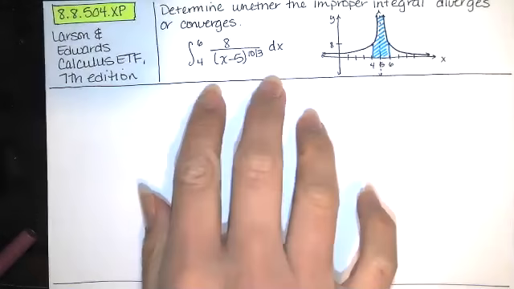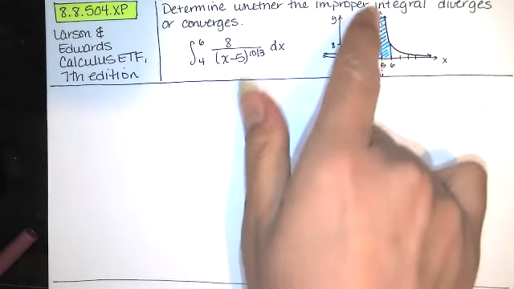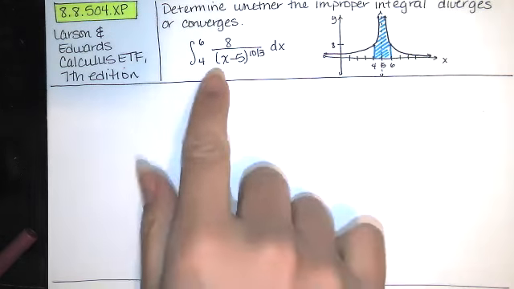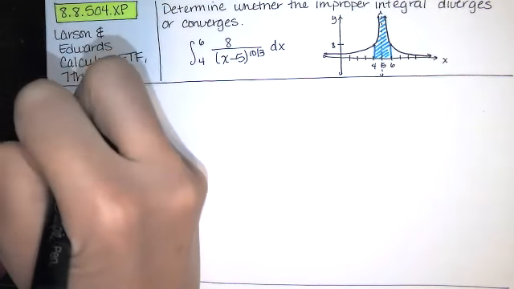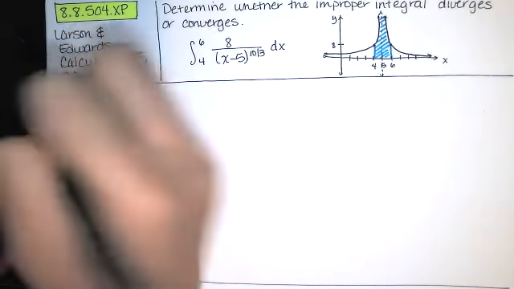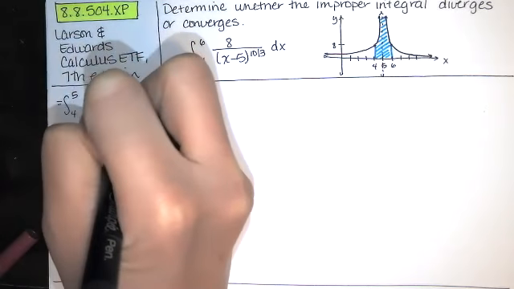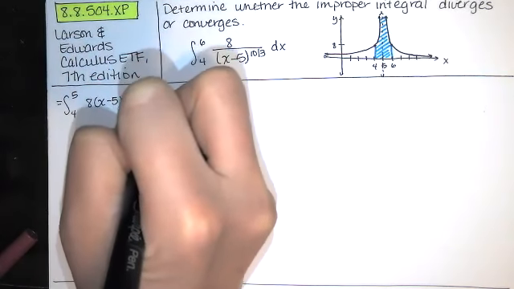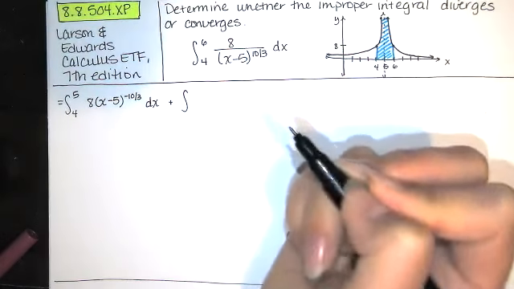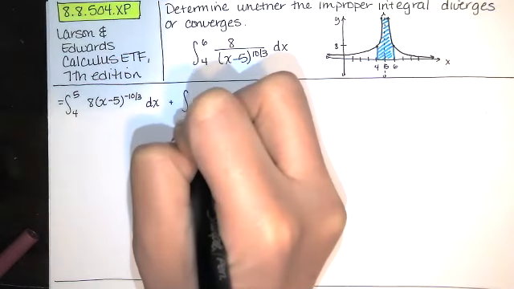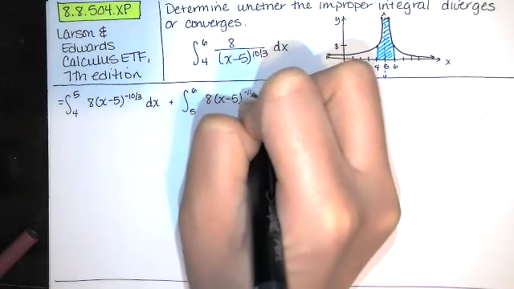Now, the way we handle integrals like this, where the issue happens on the interior of the interval, is we write this as a sum of two integrals. So we'll write it first as the integral from 4 to 5 of 8 times the quantity x minus 5 to the negative 10/3, just bringing that up to the numerator. And then we also want to add the integral from 5 to 6 of 8 times x minus 5 to the negative 10/3.